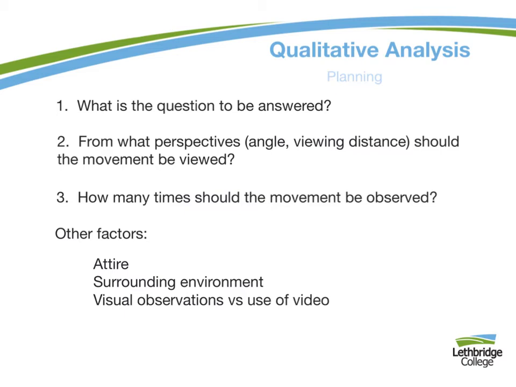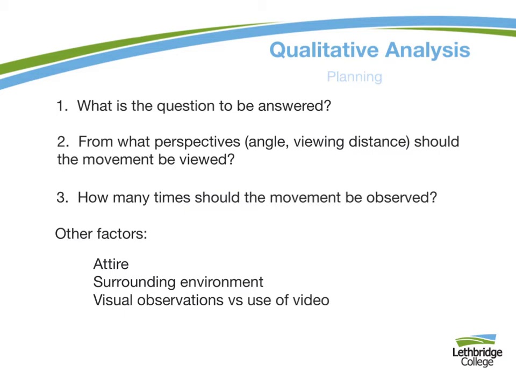Other factors that you need to think about when you're doing a qualitative analysis of a skill is the clothing. What is the person wearing? Is it clothing that allows them to move freely, or is it going to restrict their movement? You need to think about, are you going to be able to see what you want to see? The angles that you maybe need to look at. If they're wearing big baggy clothing, it's hard to see specific portions of movement if that's what you're looking for, right?